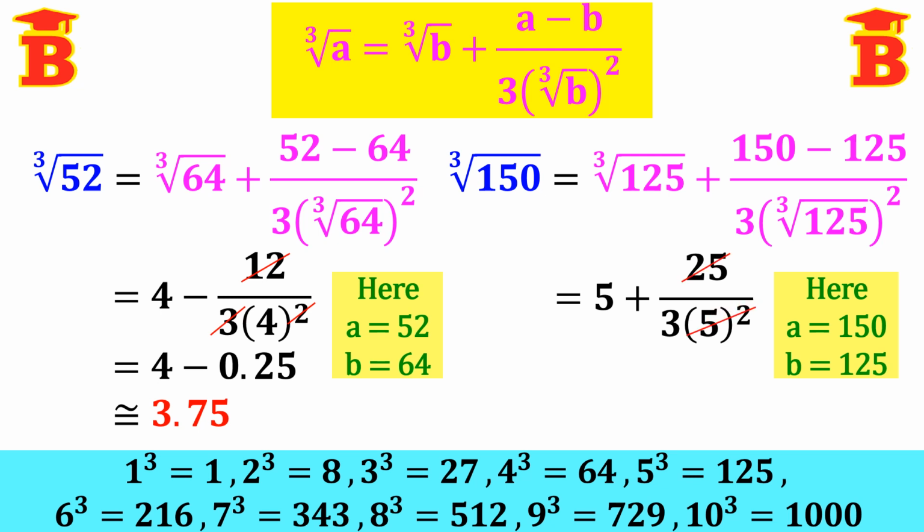We can cancel 25. 5 square is 25. So this 25 we can cancel. So we get 1 by 3 here. 1 by 3 is approximately 0.333 and so on. So we can write 5 plus 0.33, which is approximately equal to 5.33.